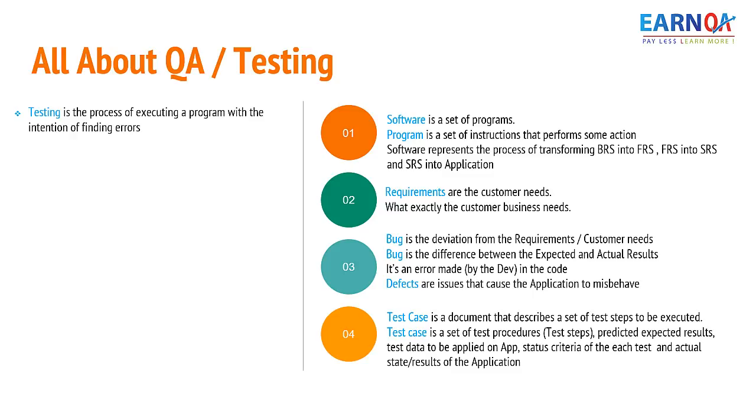So testing is the process of executing a program. Why do we need to execute? We need to execute because we want to find defects. So testing, or QA, is the process of executing a program with the intention of finding errors.